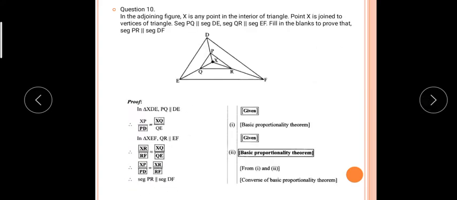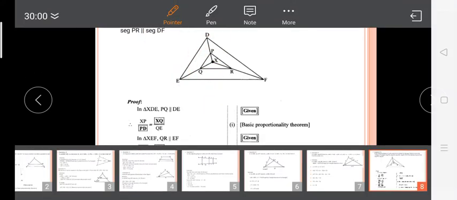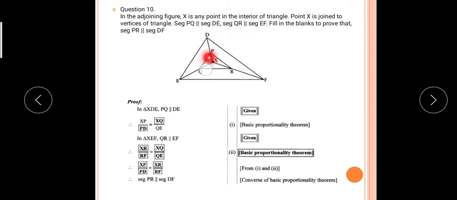Next question. In the adjoining figure, X is any point in the interior of a triangle. This is a point which is interior of a triangle. So point X is joined to the vertices of the triangle. Segment PQ is parallel to DE. Then QR is parallel to EF. We have to prove that PR is also parallel to DF.